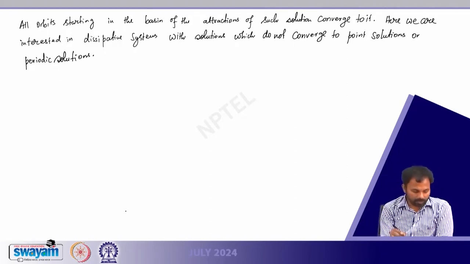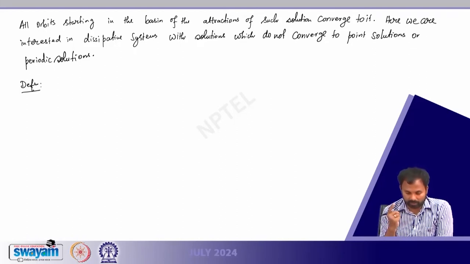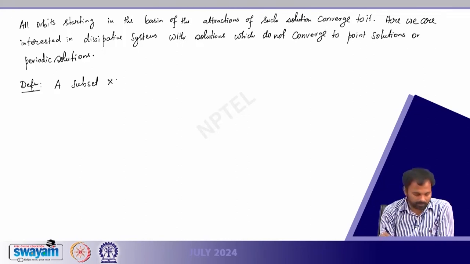Right. So this gives a motivation to define our strange and chaotic attractors. So, first definition is a subset capital X of the phase space.